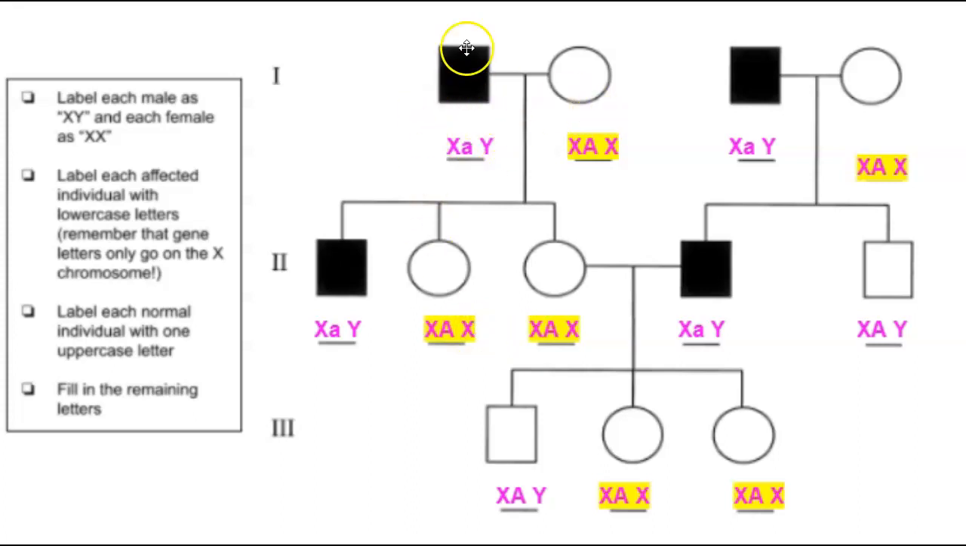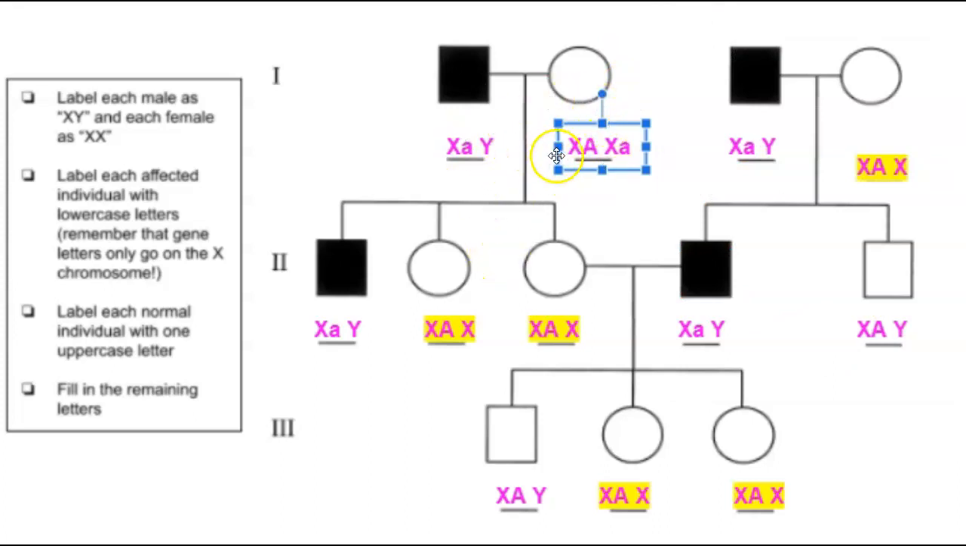So if we take a look up here, we know that Dad had to give a Y, okay? And so since Dad had to give a Y to this boy, the X with the little a had to come from Mom. So we're going to go ahead and write X little a for the mom. And I'm going to remove the highlight there since we know that.